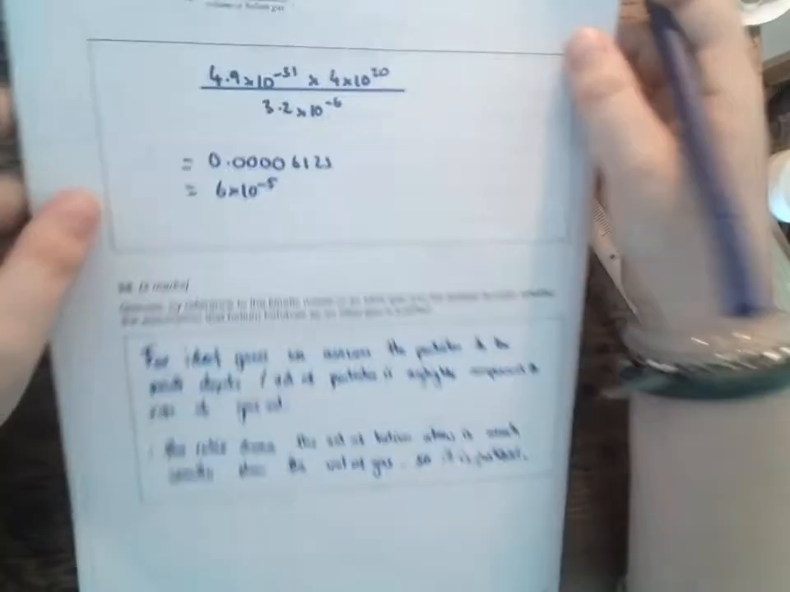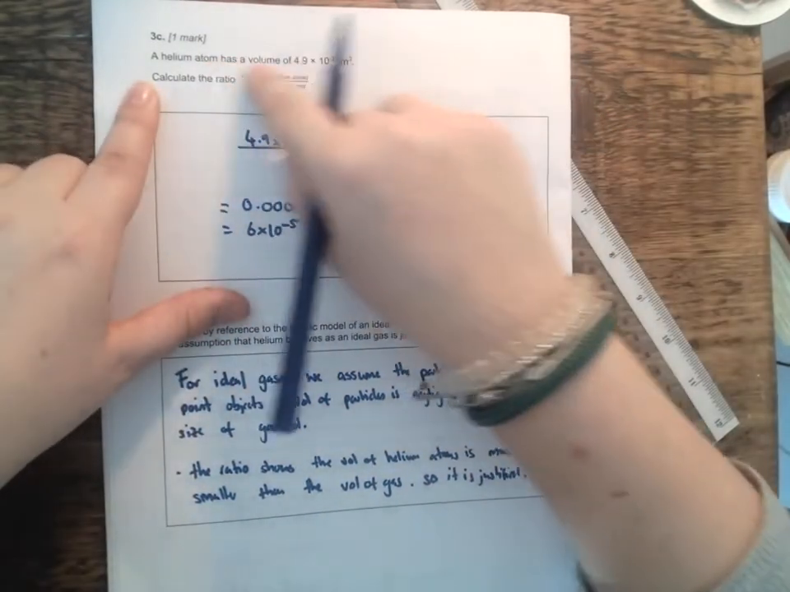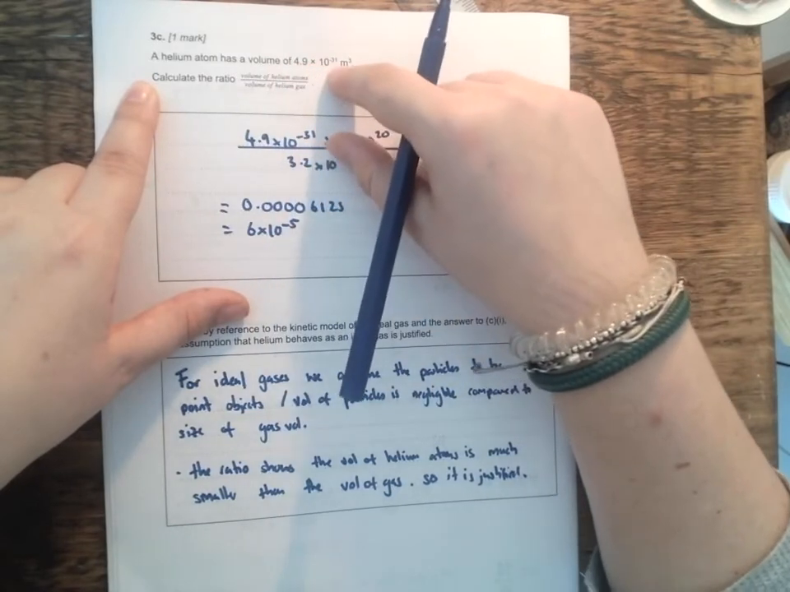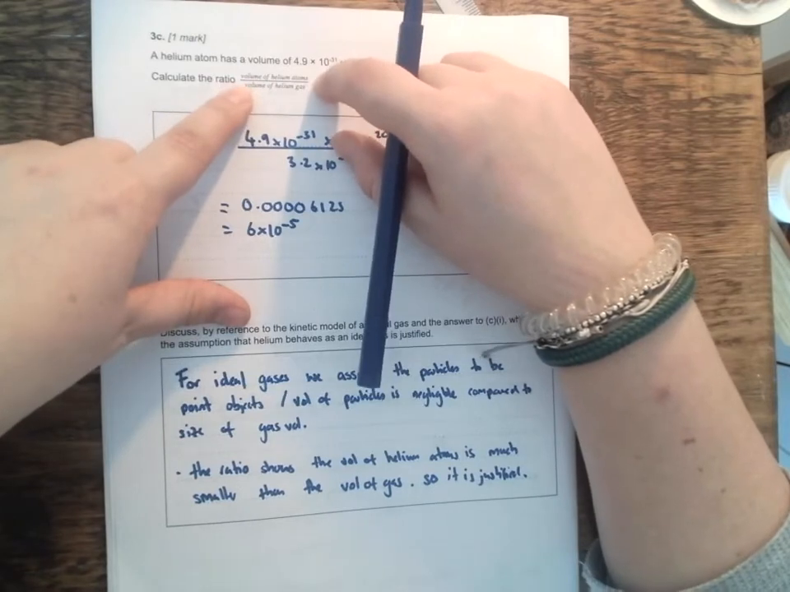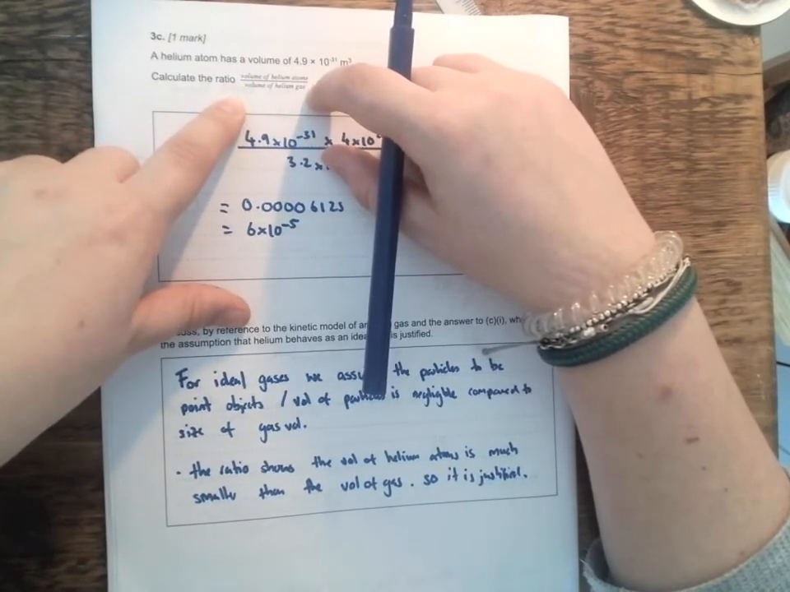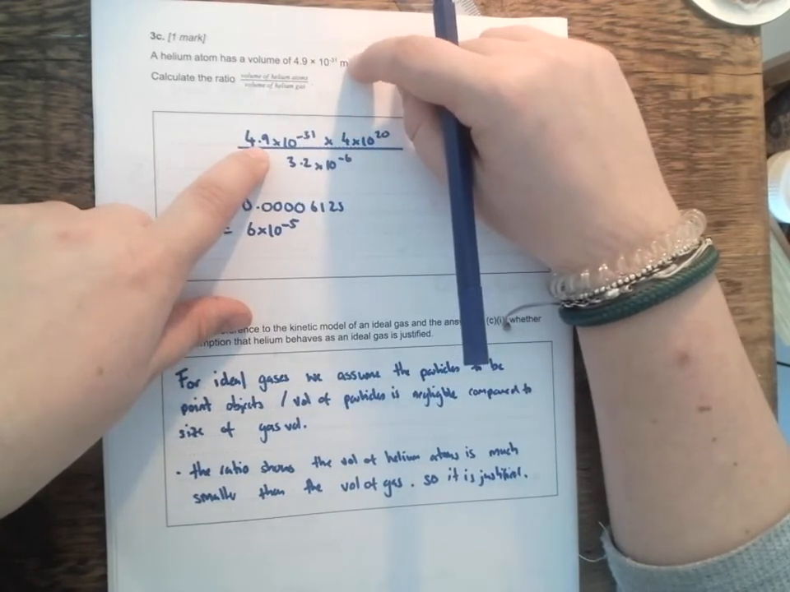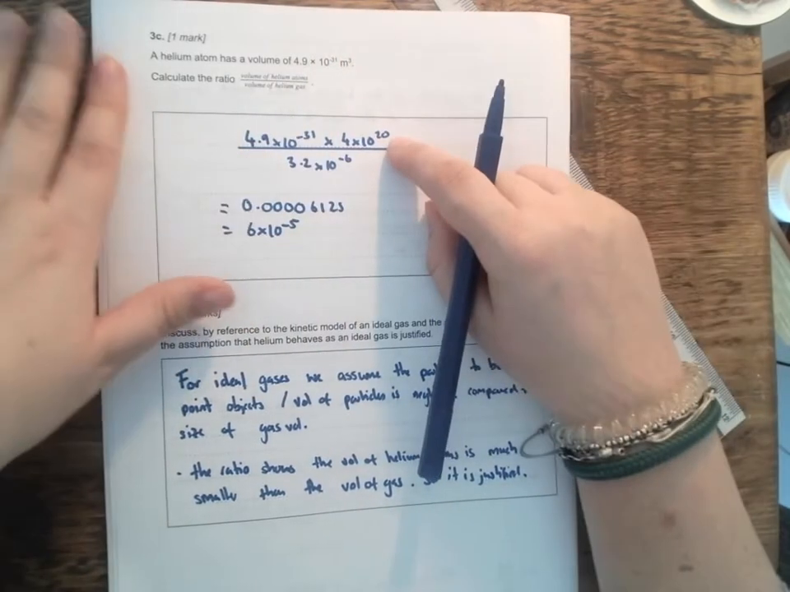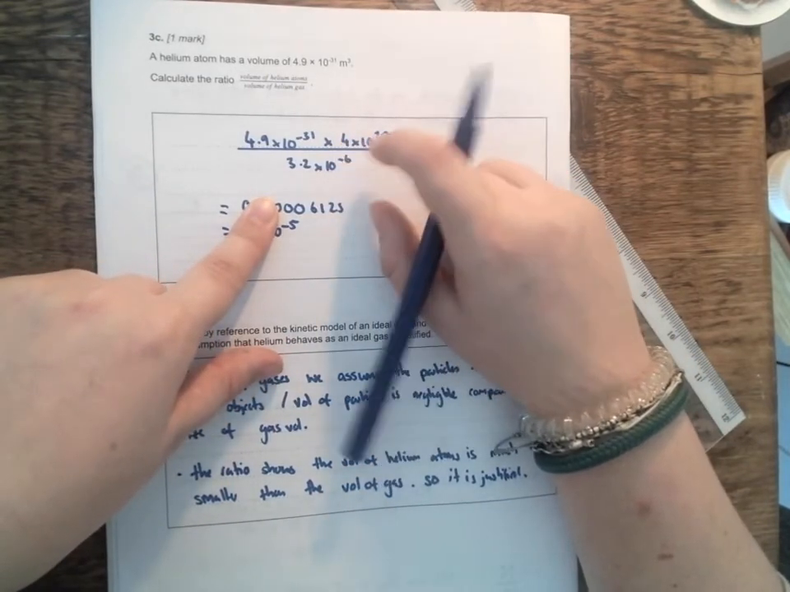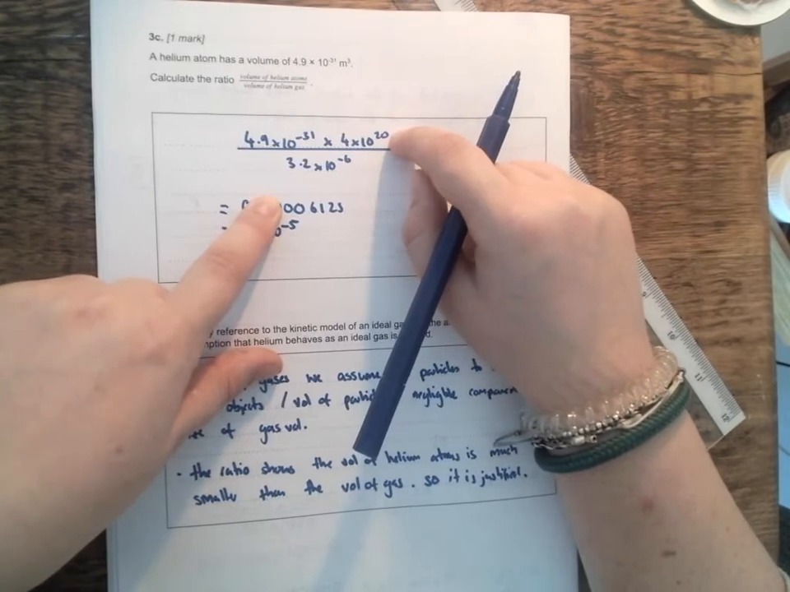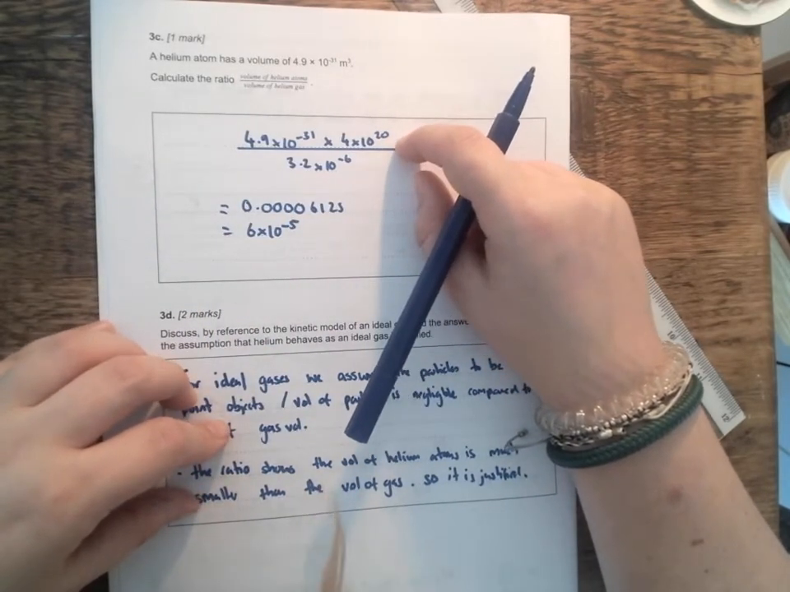The next part was then asking you to calculate the ratio. Okay, so it's telling you one helium atom has a volume of 4.9 times 10 to the minus 31. It's asking you to calculate the ratio of the volume of helium atoms compared to the volume of helium gas. Okay, so what I needed to do here was I multiply my volume of one atom by my number of atoms, and I used the 4 times 10 to the 20 that I'd got earlier. You could also use that 3.7 as well, but I chose to use the answer that they'd given me rather than my calculated version, and that's a bit of a tip. I would tend to do that anyway.